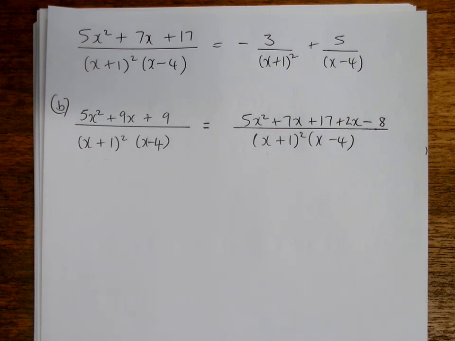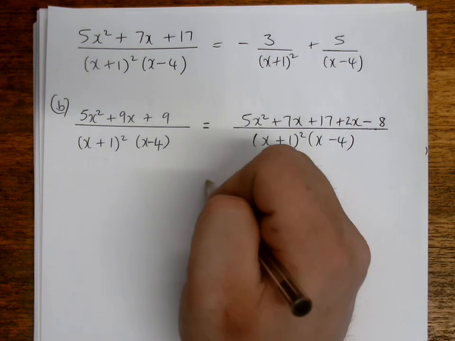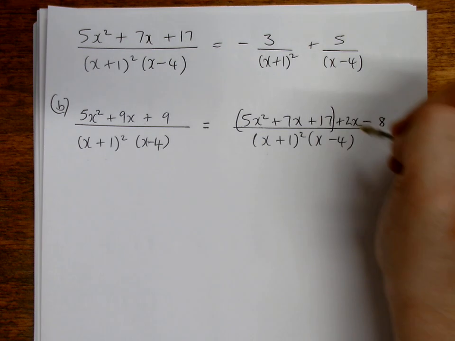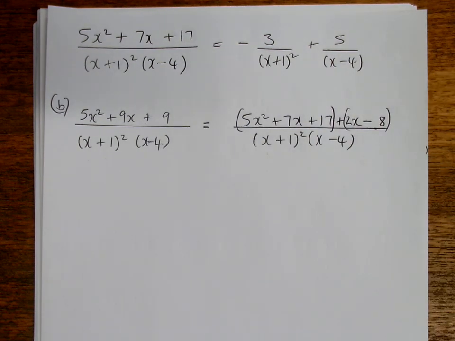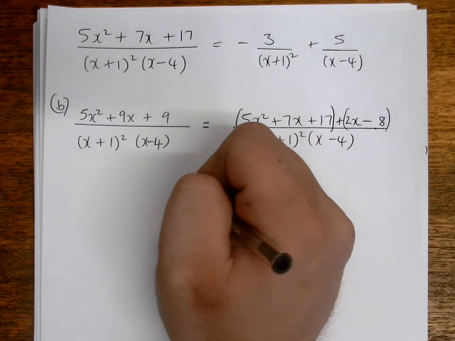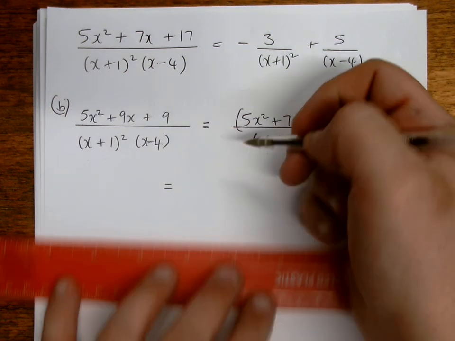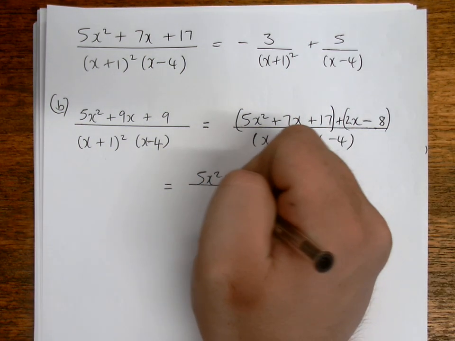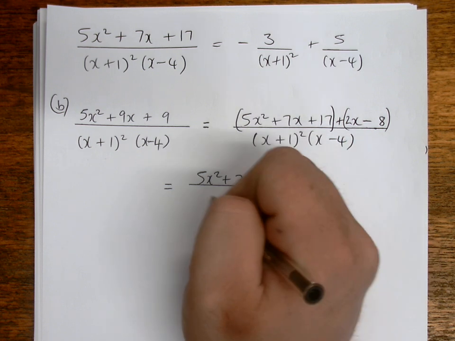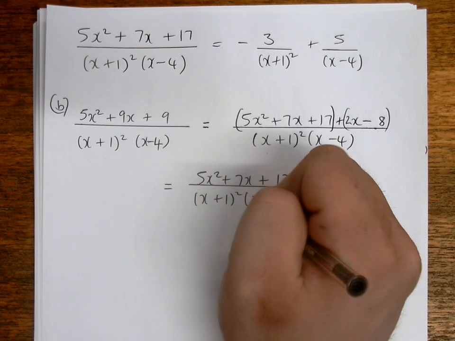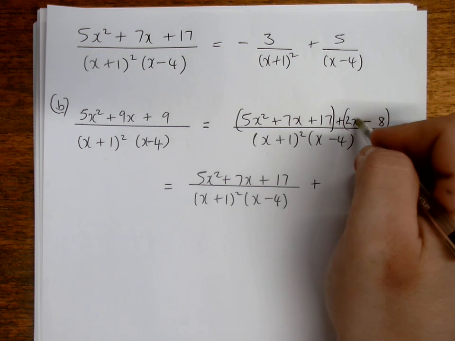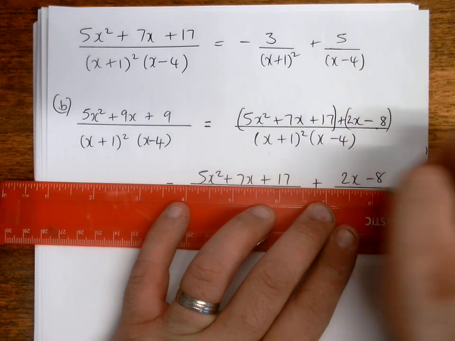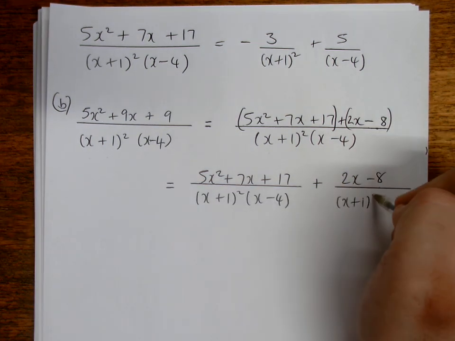Now what's good about that is I can now split it up, okay? I can think of this as two parts, one part and another part. So split it up now, so we've got two fractions. So I get 5x squared plus 7x plus 17 over x plus 1 all squared x minus 4, plus then 2x minus 8 divided by the denominator as well, right? The denominator here. So I can split it up. I'm allowed to do that.